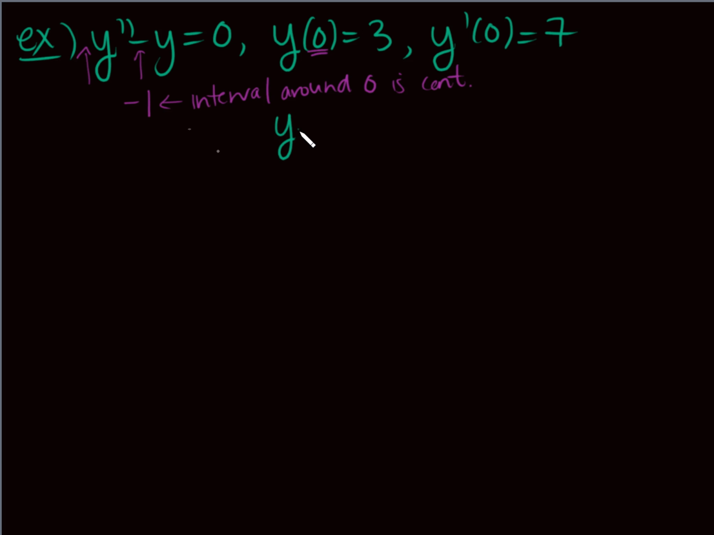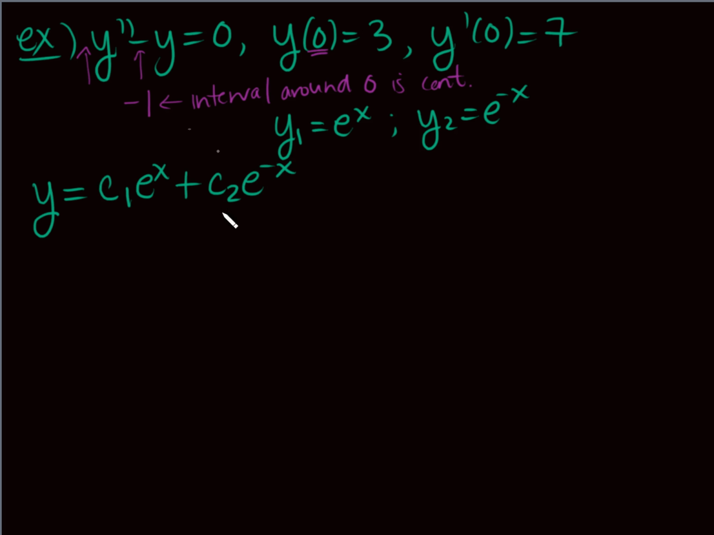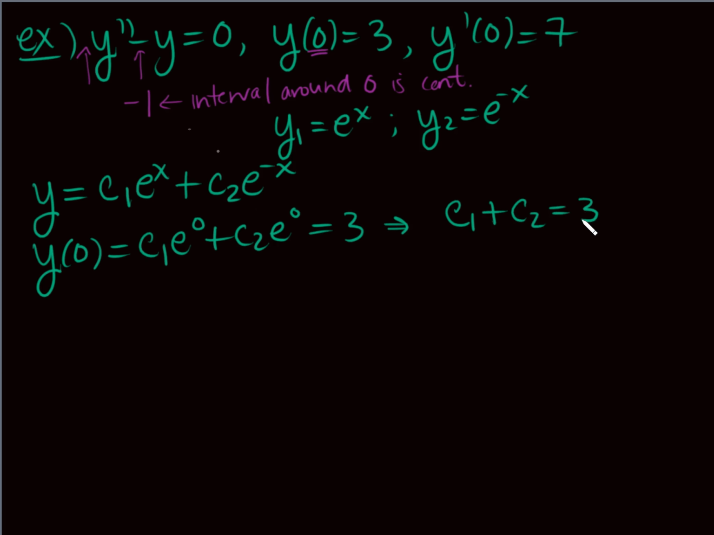And remember, we know that y sub 1 is e to the x, and y sub 2 is e to the negative x. So I know one of my solutions, or a general solution, we haven't talked about does this represent all the solutions, but we will. All right, so how am I going to find this? So what do I know? I know that y of 0, which is c1 e to the 0 plus c2 e to the 0, must equal 3. So what does that imply? That I have c1 plus c2 equals 3.